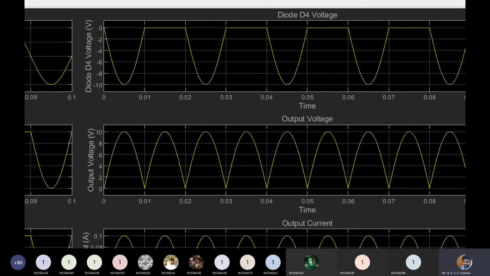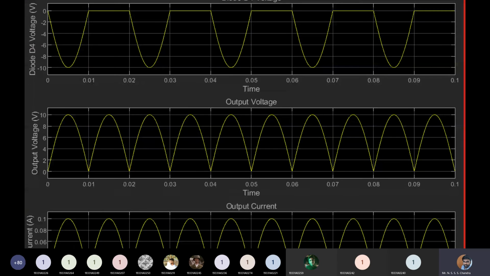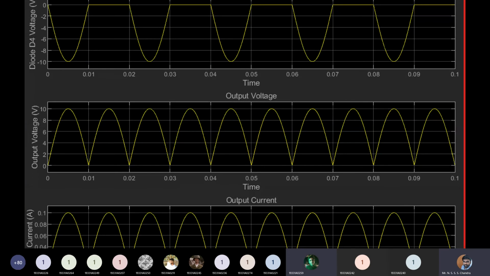Now let us come back to the output voltage. Can you see the output voltage? Yes, sir. So how is the output voltage curve? What's the maximum value of the output voltage? 10 volts, sir. Okay. And can you see any zero value in the output voltage, like a flat horizontal curve like in a half-wave rectifier? No, sir, there is no flat portion.